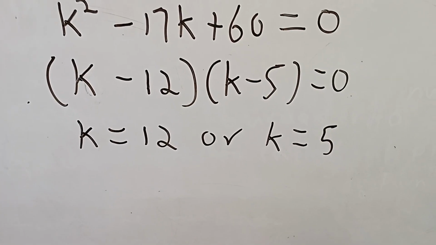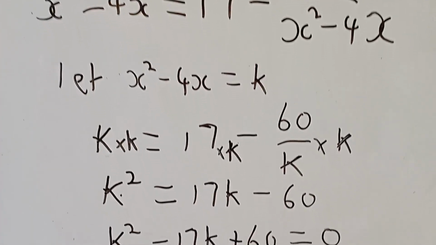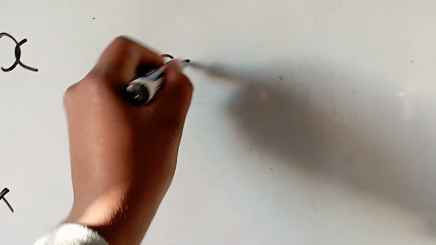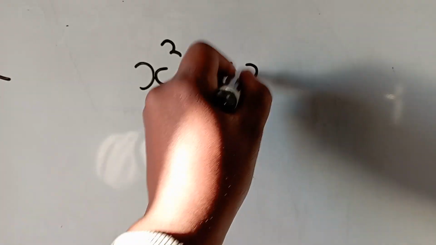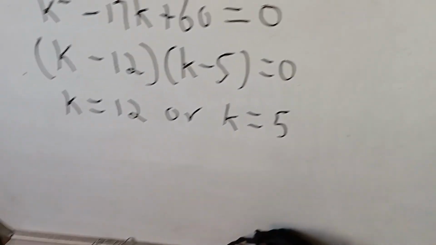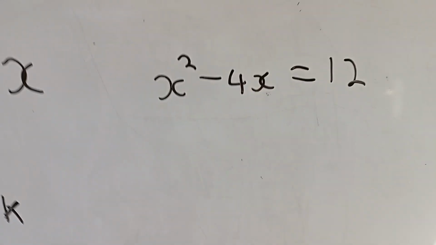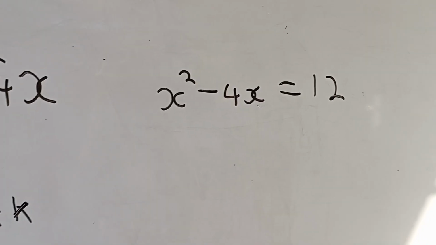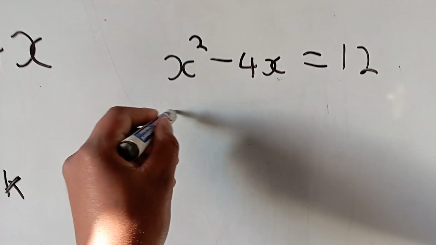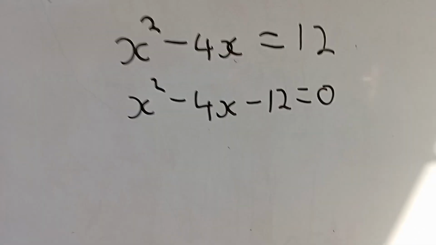But we know that k is equal to what? x squared minus 4x. Right. So in place of k, where we have k, we'll have x squared minus 4x is equal to 12, right? Because our k is x squared minus 4x. Okay? And then we'll take the 12 to the other side of the equation. So x squared minus 4x minus 12 equals 0.